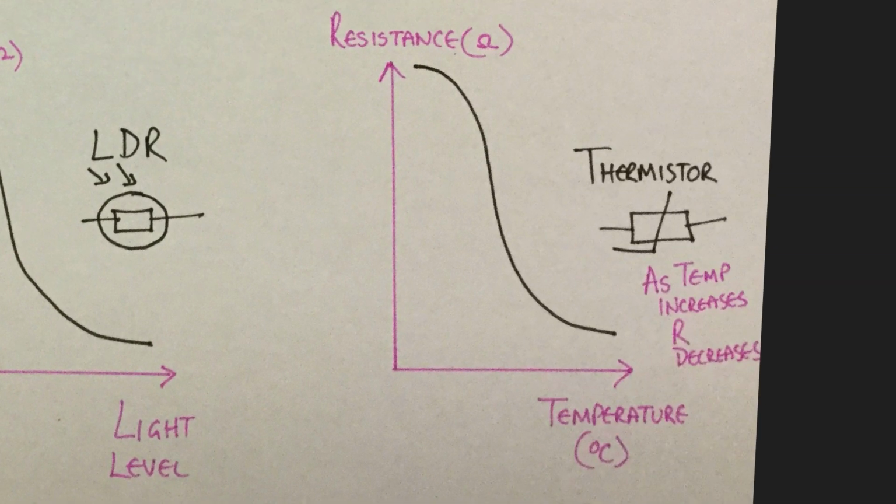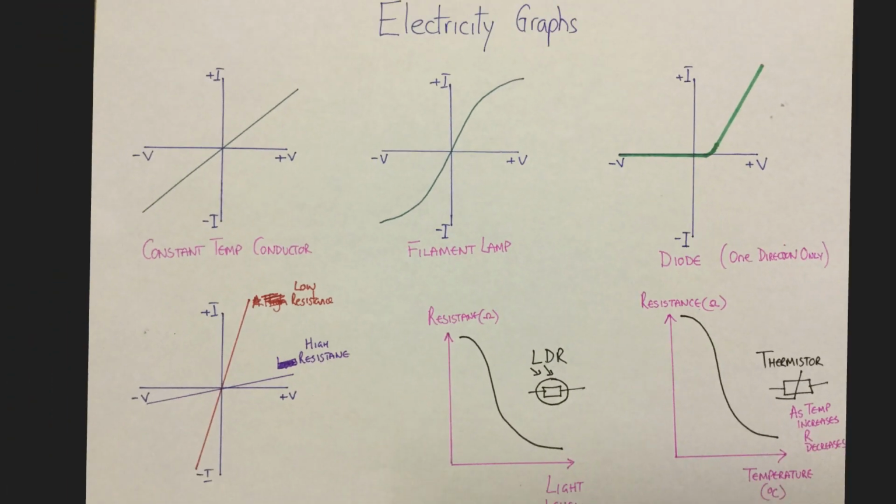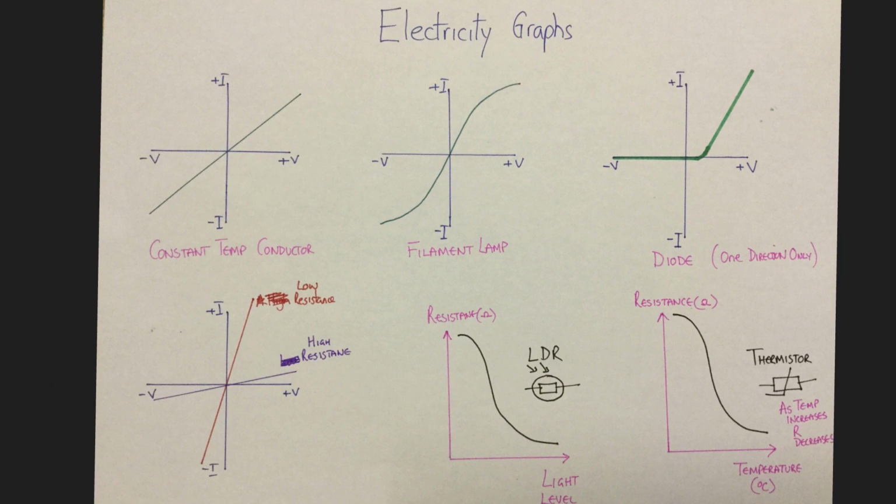The next one is exactly the same shape, but it's a thermistor. And because it's a thermistor, it's showing that as you increase the temperature, the resistance drops. And this is totally different to a filament lamp. With a filament lamp, as you increase the temperature, the resistance increases. But with the thermistor, as you increase the temperature, the resistance drops. And there is a diagram of what the thermistor should look like. And those are the 6 graphs that you may face in an exam.